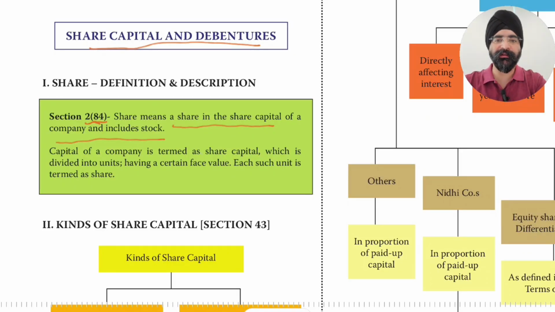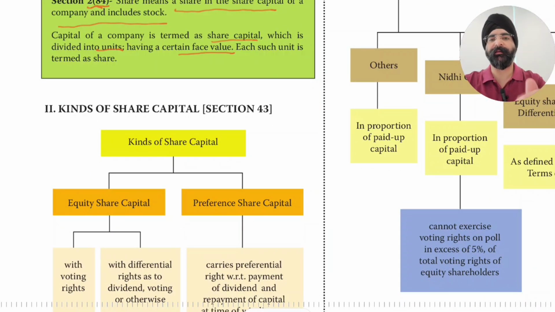The capital of a company is termed as share capital, which is divided into units having a certain face value. Each unit is termed as a share. So share capital is the capital of the company, divided into units having face value. Clear? Kinds of share capital.